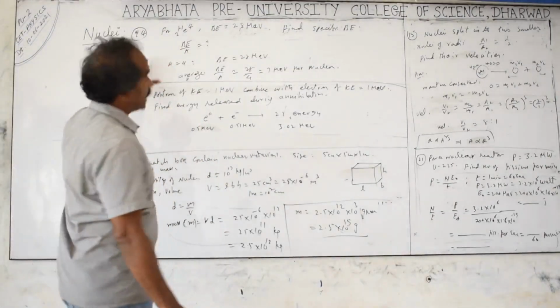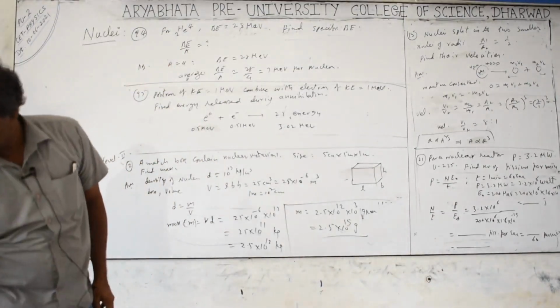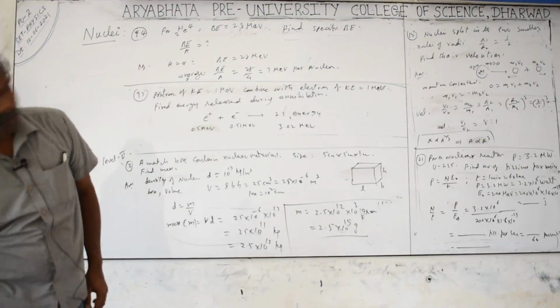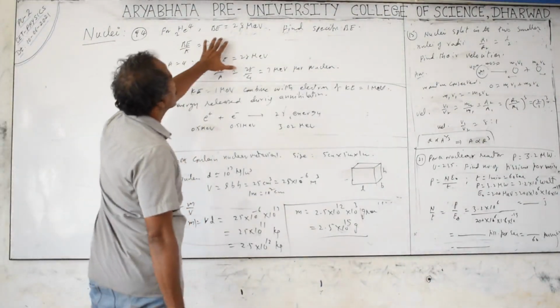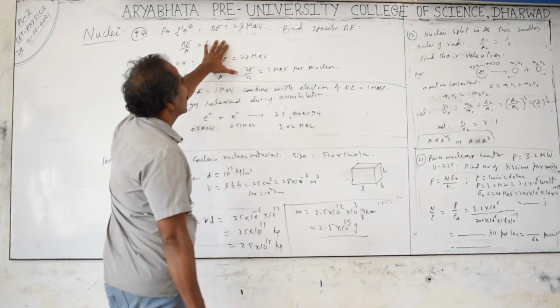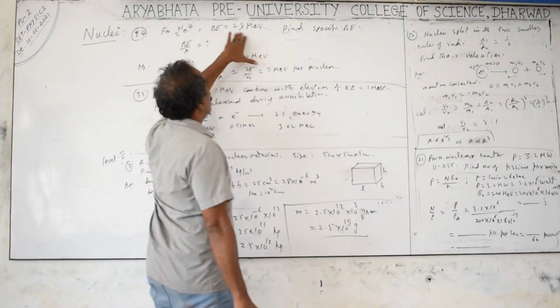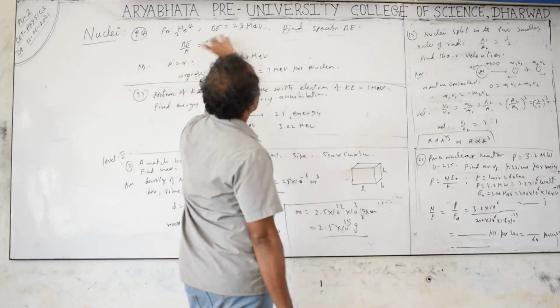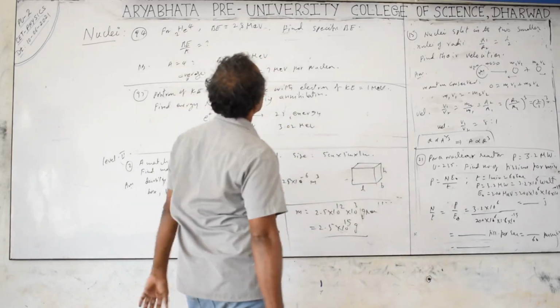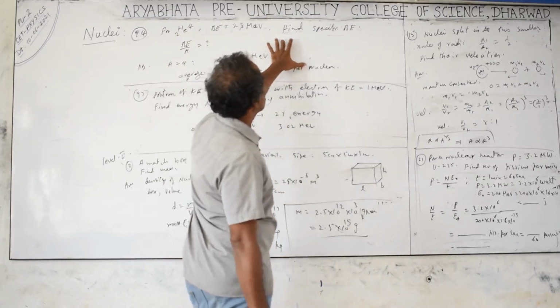Next question is the 94th question. For the helium nucleus, binding energy is given as 28 million electron volts. That is the energy required to bind the nucleons to form the nucleus, 2 protons and 2 neutrons for the helium nucleus. The same energy is required to break the particles into infinite separation. Find the specific binding energy.